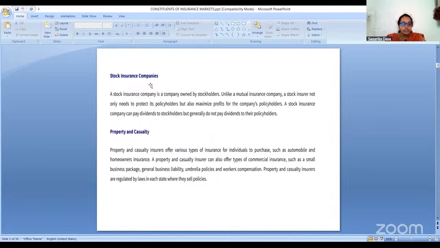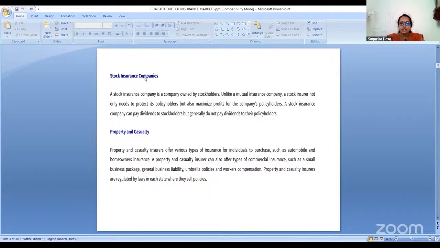Then we have stock insurance companies. A stock insurance company is a company owned by the stockholders. Unlike the mutual insurance company, a stock insurer not only needs to protect its policyholders, but also maximizes the profits of the company.